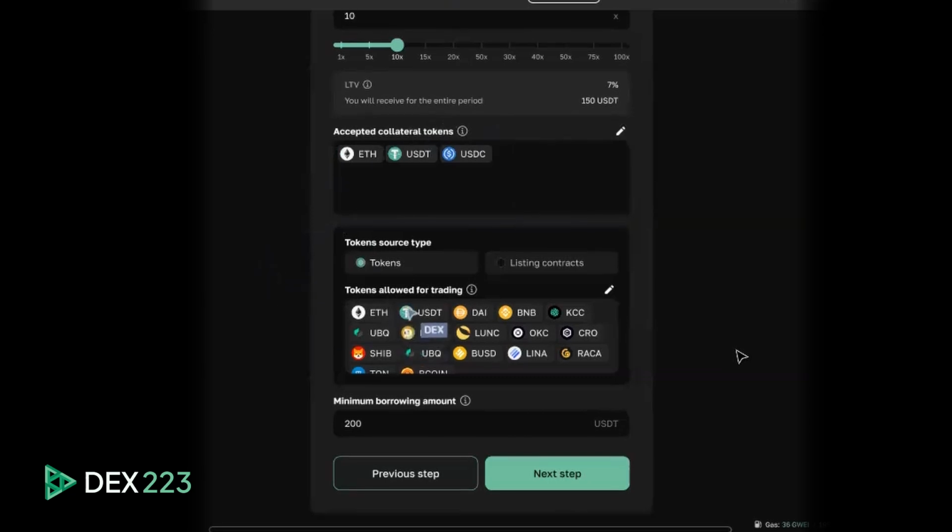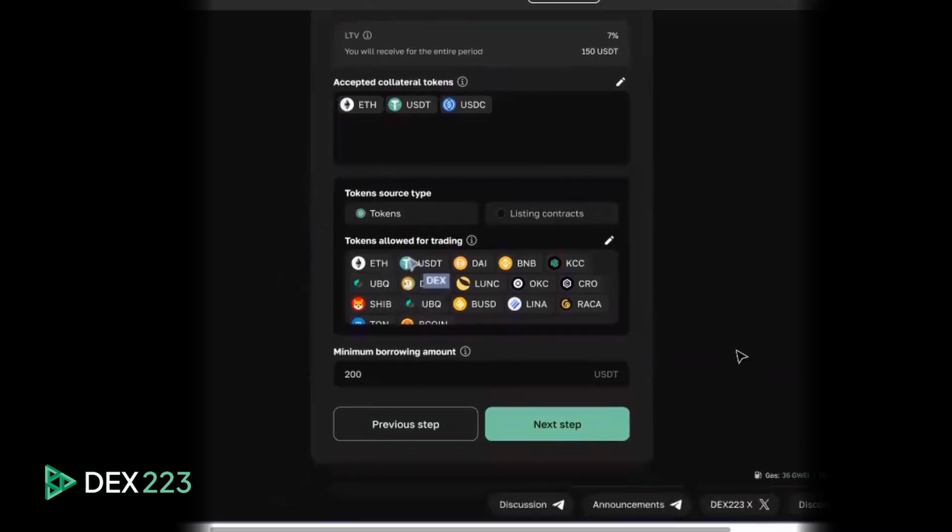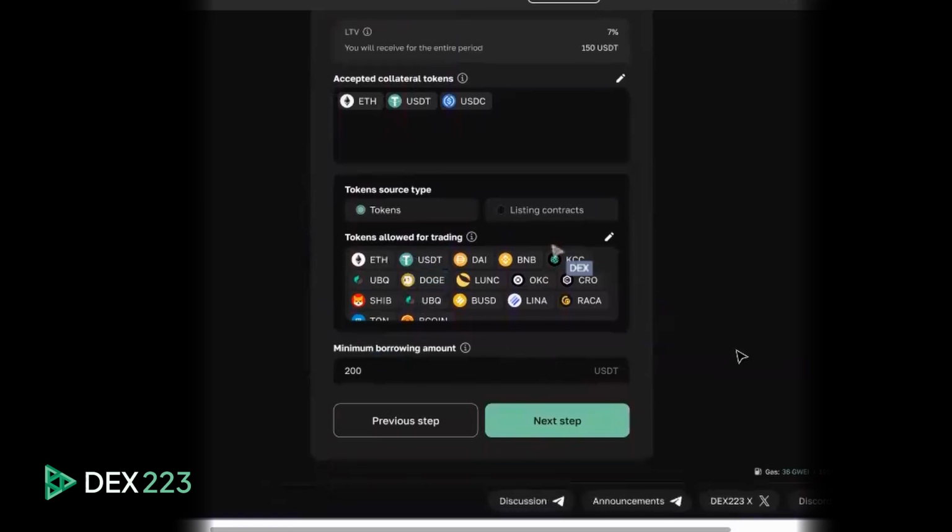Here you can see that this is a list of tokens which are allowed for trading. There is quite a huge list. And it is important to note here that adding every new token to this list is a costly operation, and it increases the gas fee that you are going to pay when you will be creating this order after you complete all these menus.